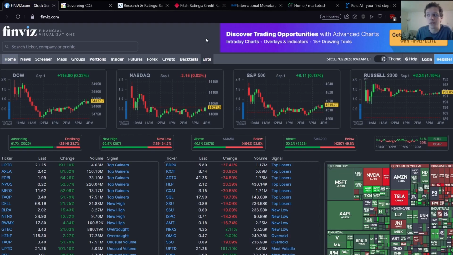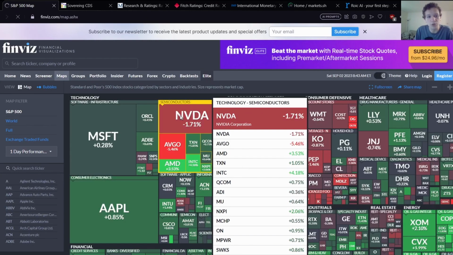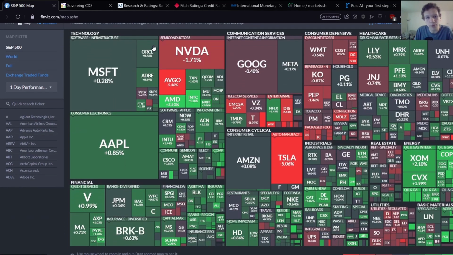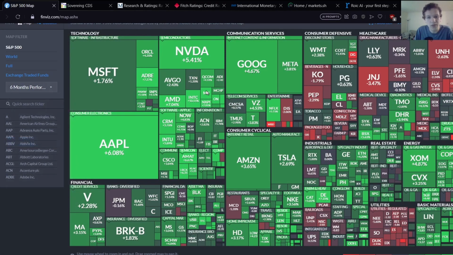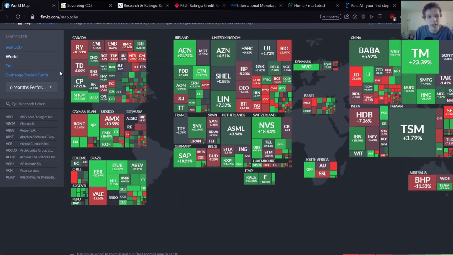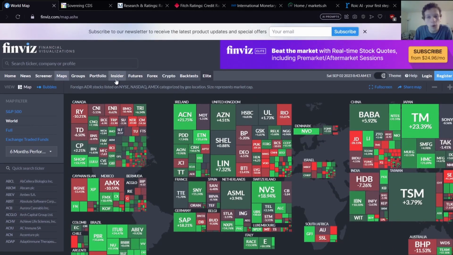And the first of these tools is simply finviz.com. Finviz is a website with some financial data, but I think their most powerful feature is the maps, which simply show you a map, for example, of the S&P 500, and how it's been doing in the last day, in the last week, in the last 6 months, etc. And you can also do a map of the world with the largest companies listed in the US stock exchanges, but throughout the world, right? So this is great for looking at an overall view of the markets.